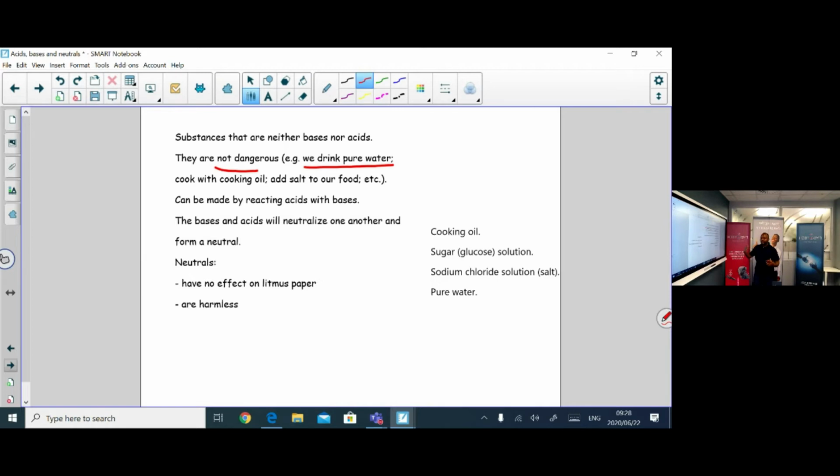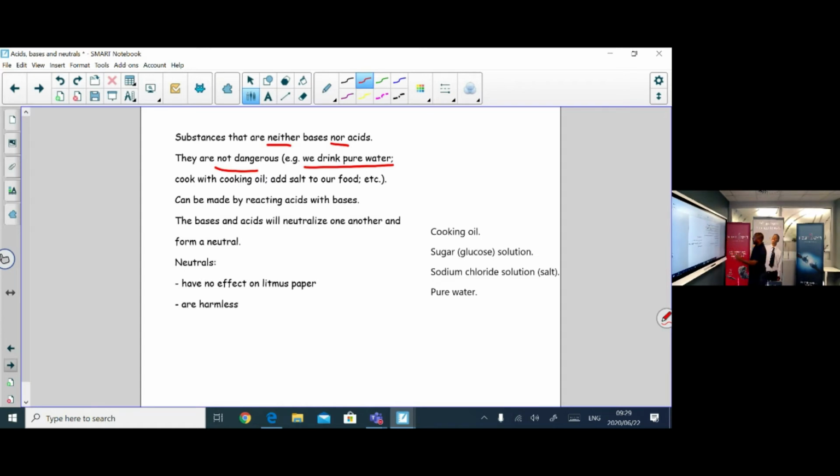That's why when you go into the next grade, when you're doing your experiments, whenever there's a problem with acidic, we clean with lots of water because it is neutral. Your cooking oil, and when we add salt to the food. So substances that are neither bases nor acid can be made by reacting bases and acids. We can get to a neutral, right? Neutrals have no effect on the litmus paper.